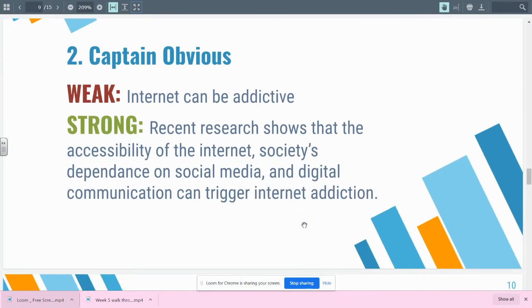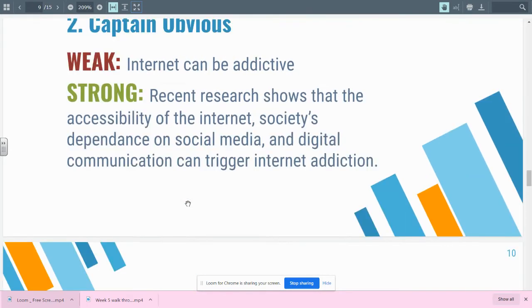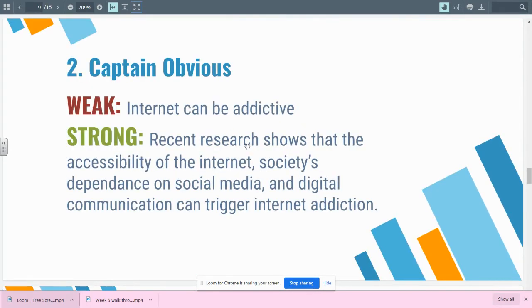This one's a Captain Obvious. Internet can be addictive. Yeah, okay, tell us more. This is really blank. No, of course it can be addictive. Why? You're going to explain more about it. So the strong thesis instead says, recent research shows that the accessibility of the internet, society's dependence on social media, and digital communication can trigger internet addiction. All right, so accessibility, society's dependence, digital communication, all trigger internet addiction. So we have three reasons and an opinion, okay?